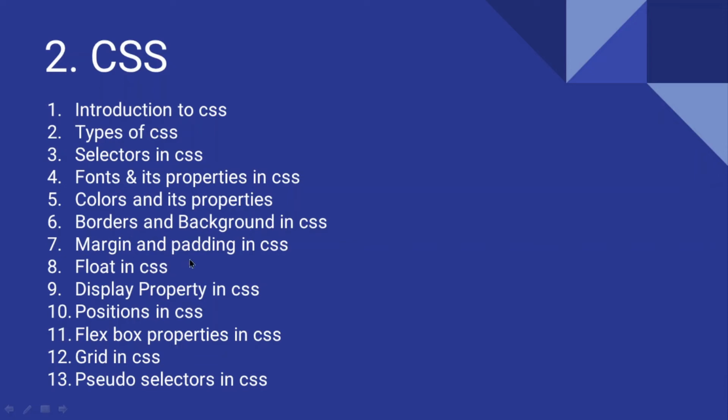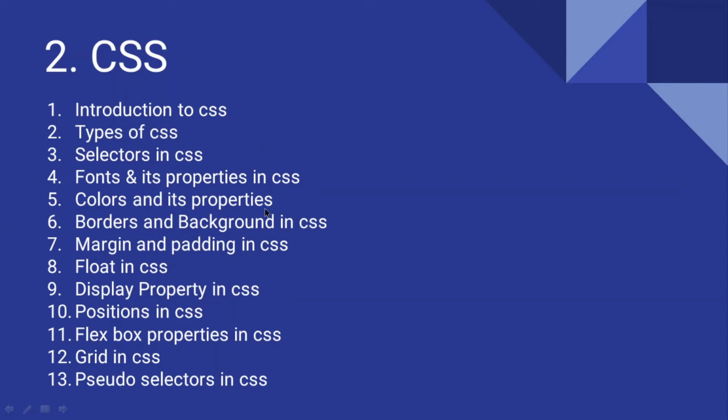Then we will cover the margin and padding in CSS. Then we will see the float properties in CSS. Then we are going to see the display properties like flex, block and inline block, this type of properties. And then we will cover the positioning in CSS. Then we are going to cover the flexbox property, which is the most important in CSS. Then we are going to see the grid property in CSS, and then the pseudo selectors. So this will be the roadmap for CSS.